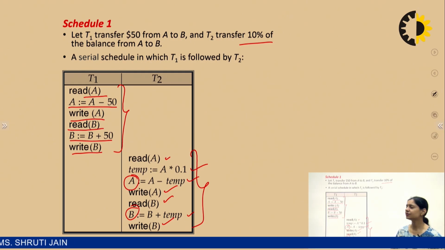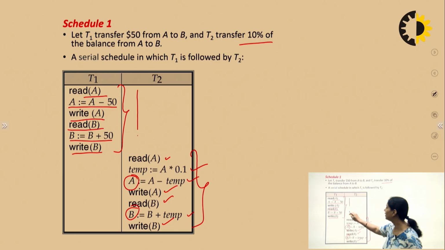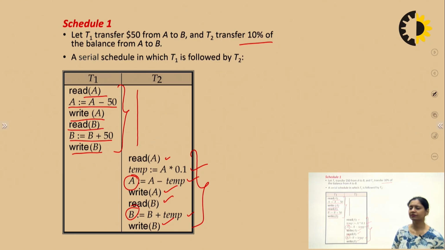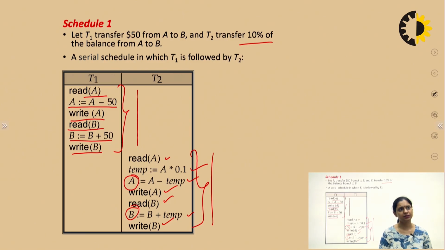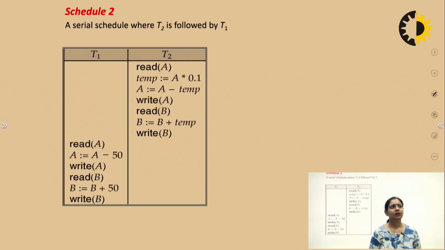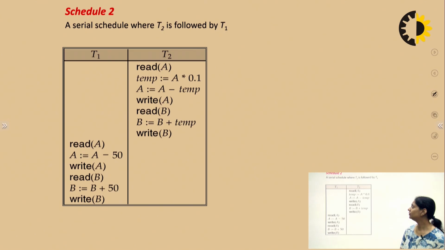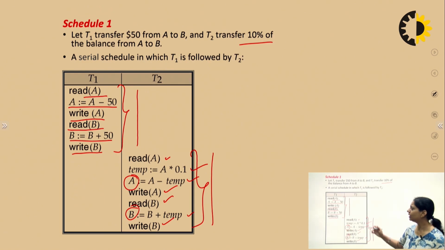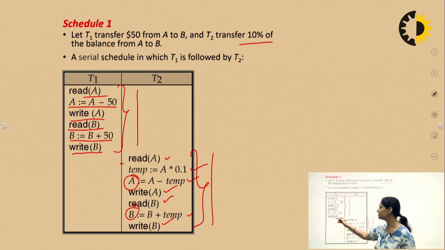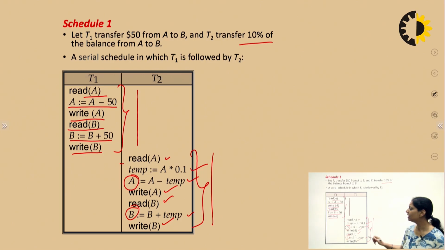This is a serial schedule because all the instructions from transaction T1 are executed and then all the instructions from transaction T2 are executed. Now let's look into another schedule, schedule 2, where T2 is being followed by T1. The schedule remains the same. Here we had all the operations from T1 executed first and then all the operations from T2 were executed.